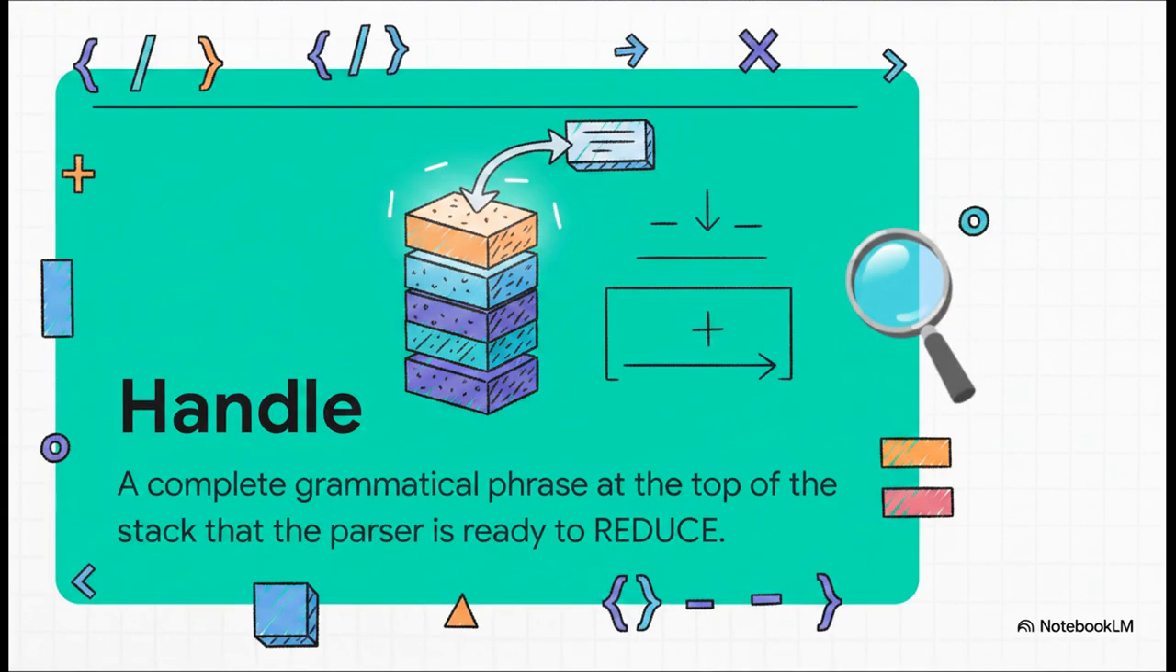Now this complete phrase that the parser is always on the lookout for, it has a formal name. It's called a handle. A handle is just that specific pattern of tokens at the top of the stack that perfectly matches one of our grammar rules and is all ready to be reduced.